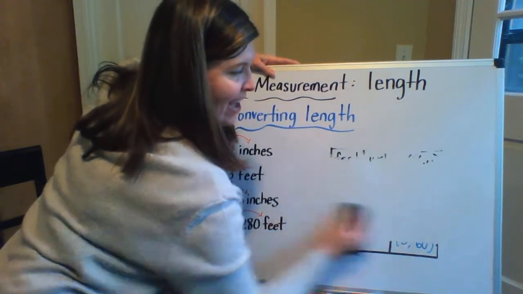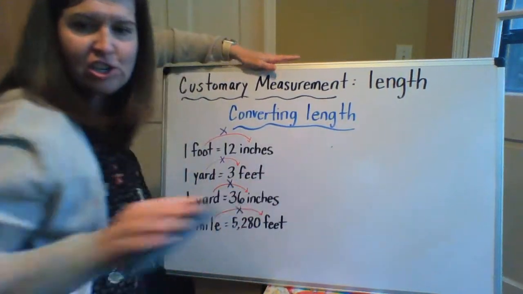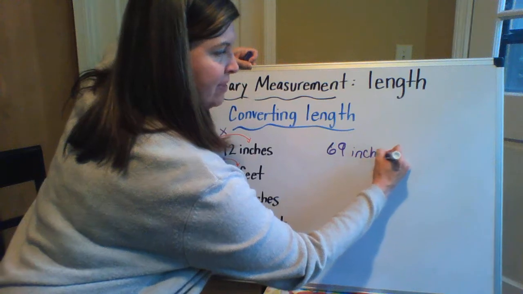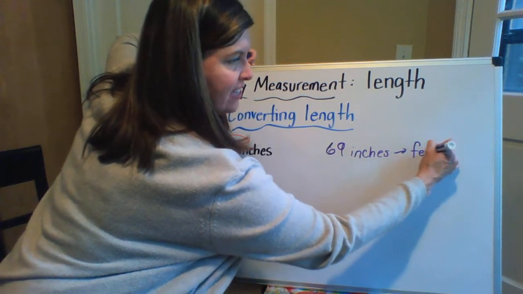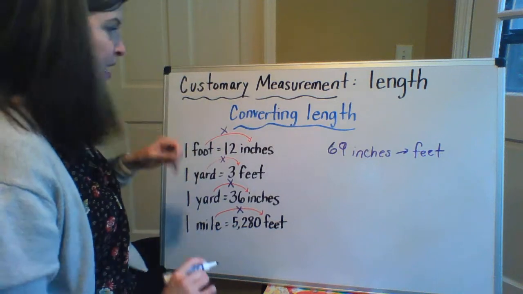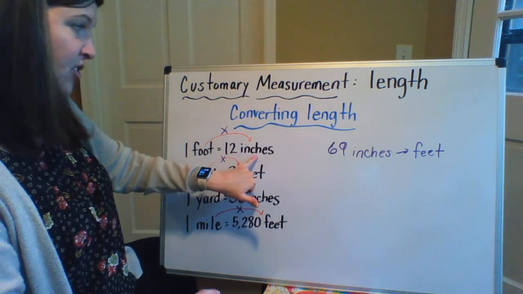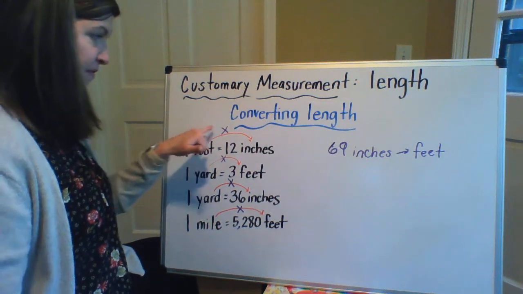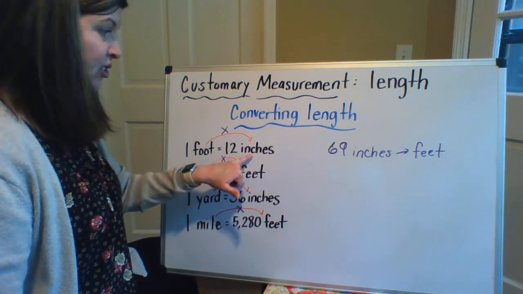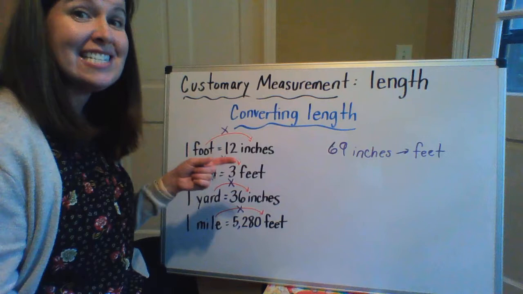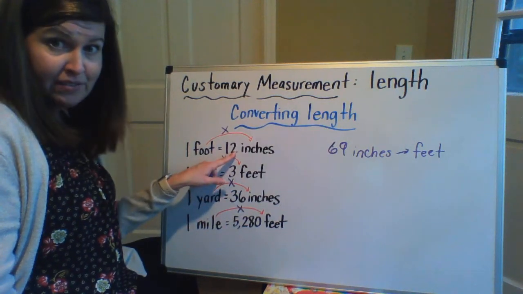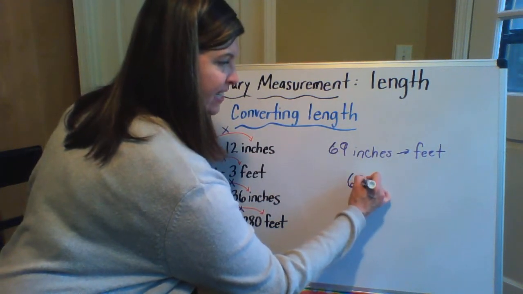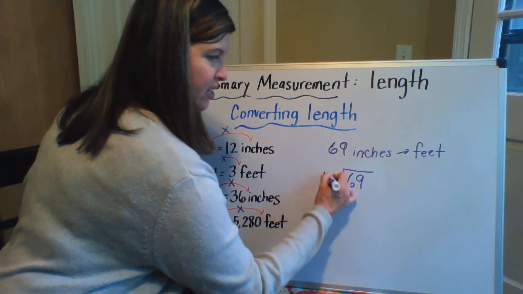Now, just to show you what I would do with my question, I'm going to erase this for a second. I am 69 inches tall. So, I am 69 inches, and I want to go to feet. And that's how I'm going to convert it. So, I'm going from inches to feet. I can't multiply, can I? It's only if I go from feet to inches that I multiply. I'm going to need to go this direction and divide. I'm dividing by 12 because that's my conversion rate. So I am going to divide 69 by 12.